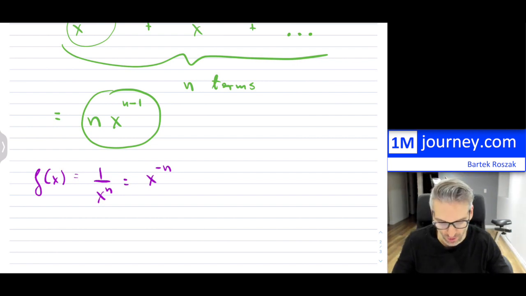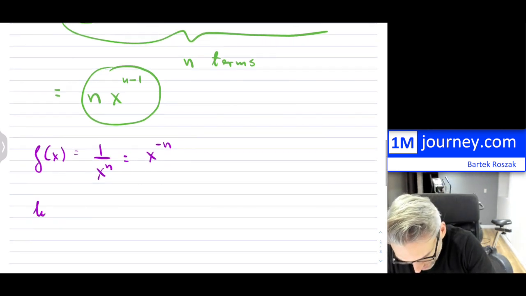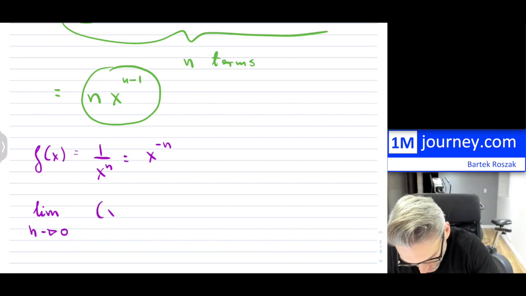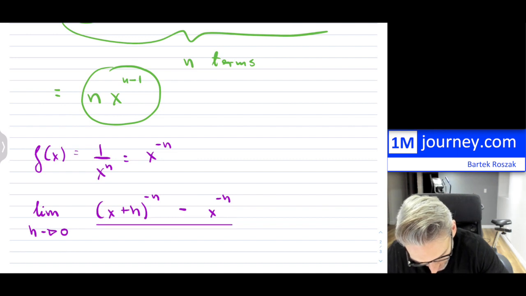Now it is a little bit more work, so just bear with me. I'm going to start again with the definition: the limit as h approaches 0. If I substitute that in here, we have (x plus h) to the negative n, minus x to the minus n, all over h.